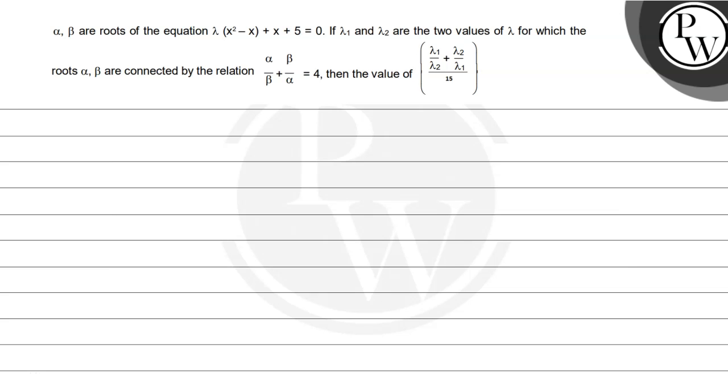The question says alpha, beta are roots of the equation lambda times x square minus x plus 5 equal to 0. If lambda 1 and lambda 2 are two values of lambda for which the roots alpha, beta are connected by the relation alpha divided by beta plus beta divided by alpha is equal to 4, then the value of (lambda 1 divided by lambda 2 plus lambda 2 divided by lambda 1) whole divided by 15. So here we have to find out the value of this.